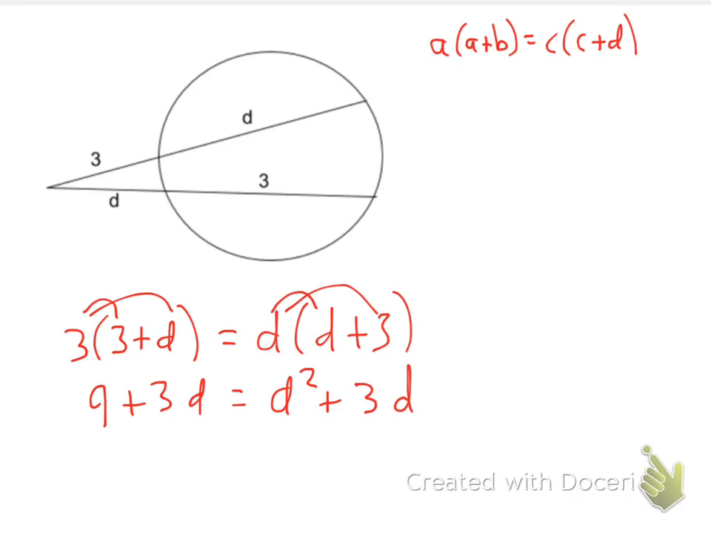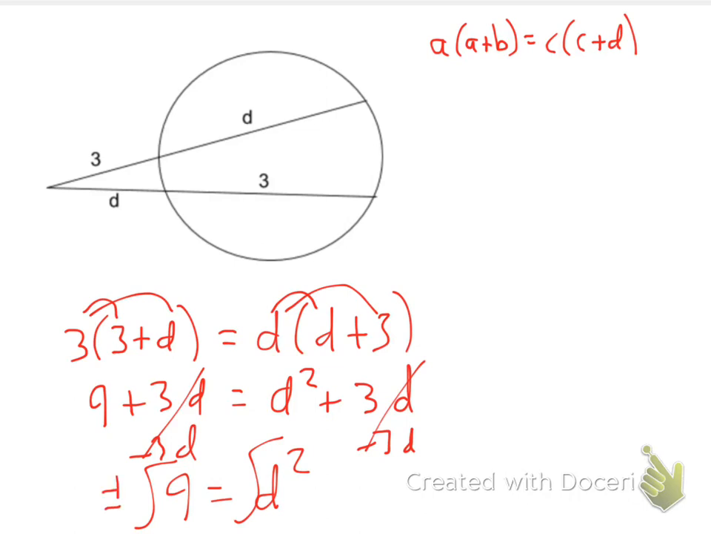What's the next step from here? Subtract 3D. Gone. 9 equals D squared. Square root. Don't forget plus or minus.